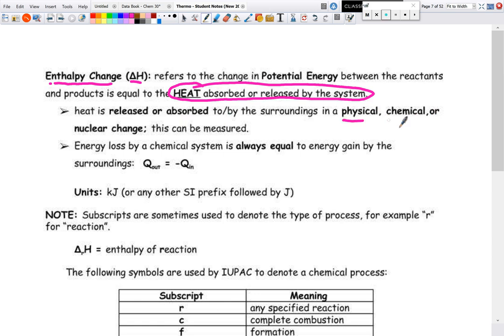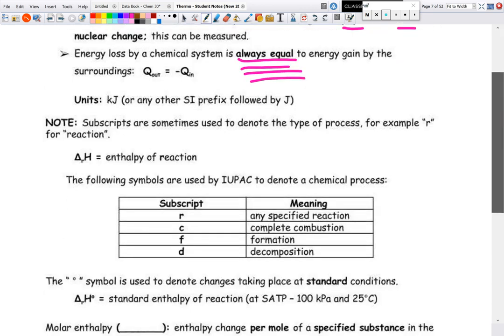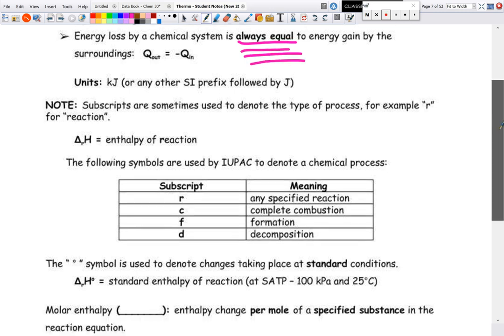We're only going to be worrying about physical and chemical. We're not going to do nuclear. And energy lost by the chemical system is always equal to the energy gained by the surroundings. So basically, Q out is equal to negative Q in, because they're going to be the same number except opposite. So what we normally do is we normally use kilojoules for these, but we're going to pay attention to questions and what is there.